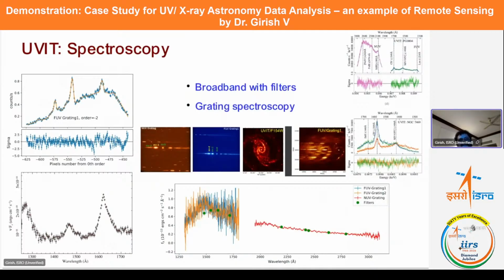What happens if it is an extended source like a galaxy? You can clearly see the image of a galaxy taken in UVIT and the same image taken with the grating. This will split, so it may become difficult to separate two sources whose spectra might be overlapping.